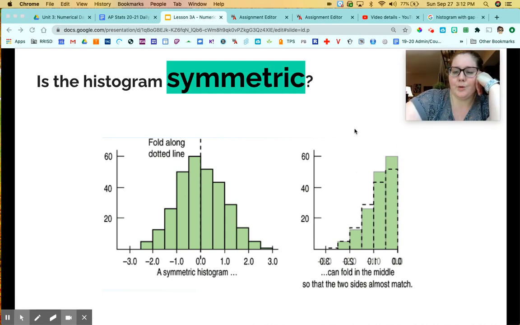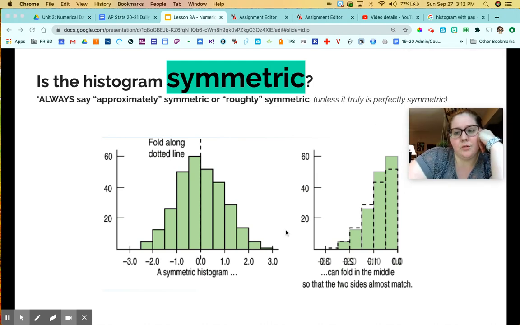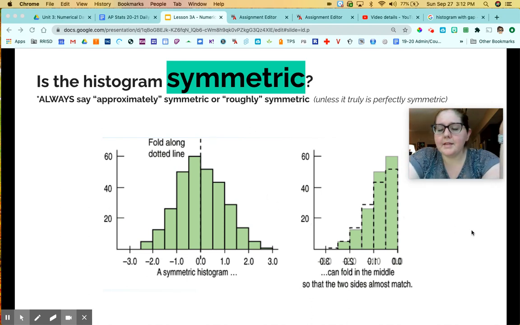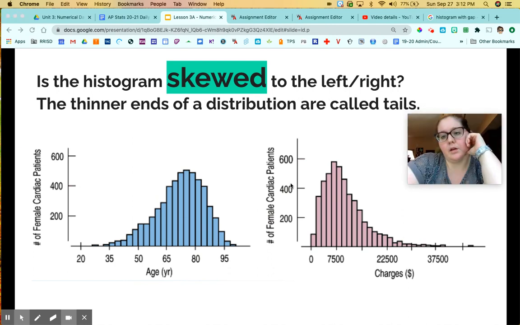So most of the time when we call something symmetric, we're going to say that it's approximately symmetric or roughly symmetric, unless it really is truly perfectly symmetric. That's very rare in real life with real data. Is it going to be perfectly symmetric? So we usually say something like approximately or roughly symmetric. We're not going to be too perfect about this. If it's roughly the same on either side of that center line, then we call it symmetric or roughly symmetric. If it's not symmetric, it's going to be skewed. So if you're not saying it's symmetric, you're saying it's skewed.